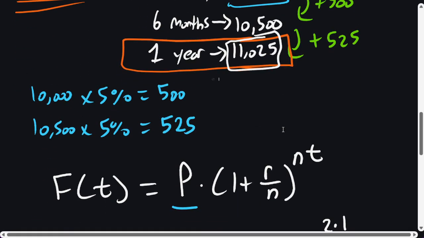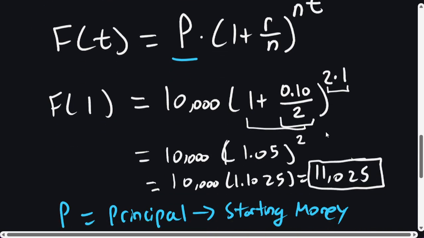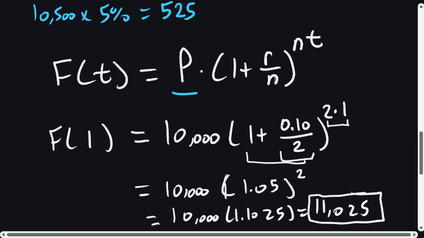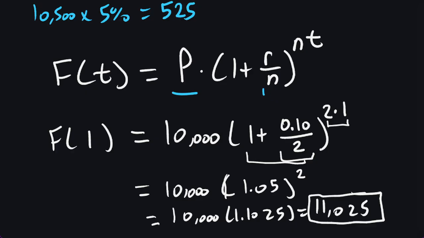And you can play around with this formula with different compounding intervals. You'll notice the greater n is, which is how often it compounds, the higher the number that you'll get. And of course, the higher r is, so if you have a larger interest rate, then your money will grow faster as well.